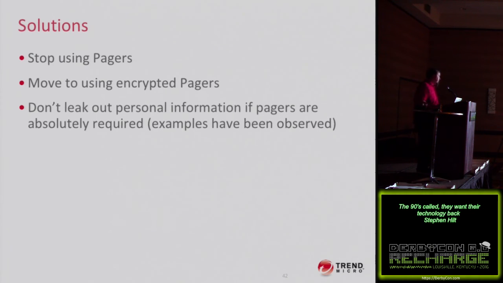Solution: stop using pagers. But if you can't, move to encrypted pagers. Or in Canada, for example, they don't broadcast the name. They only send out the medical record number. That's another layer of obscurity, since you need to figure out that it's not a person's name. But even then, you can start finding things out, or if you knew your own medical record number or somebody else's. But it makes it a little more complex.